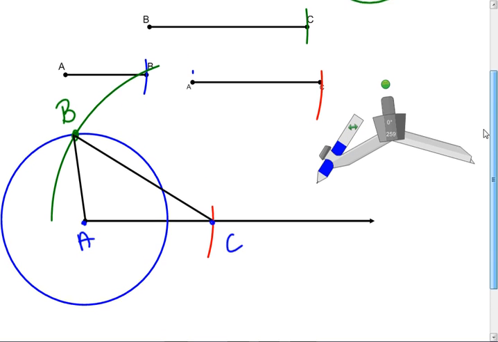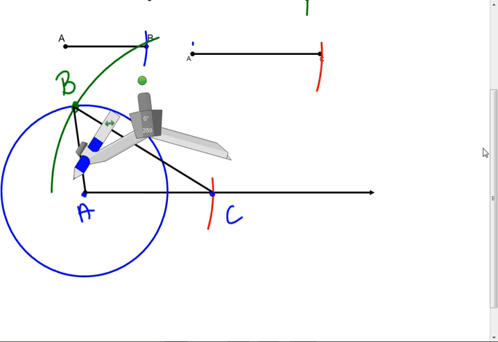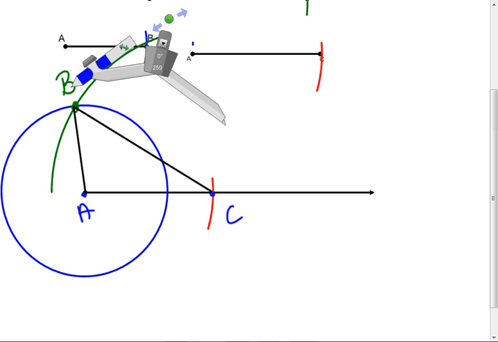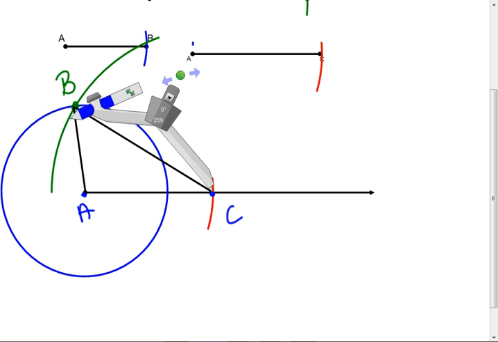I know how long it is from B to C. So I have to start at B and measure B to C. In fact, let me, I'm going to do this. I am going to do it both ways because I can. So it doesn't matter. There it is.